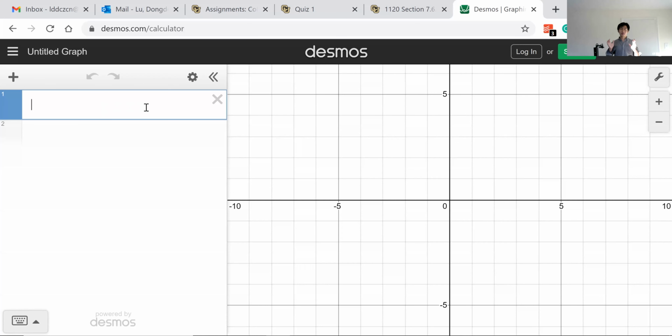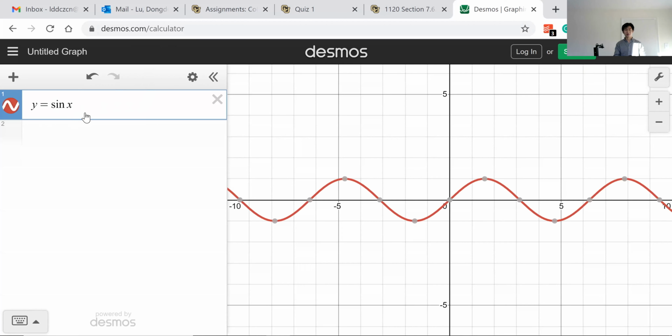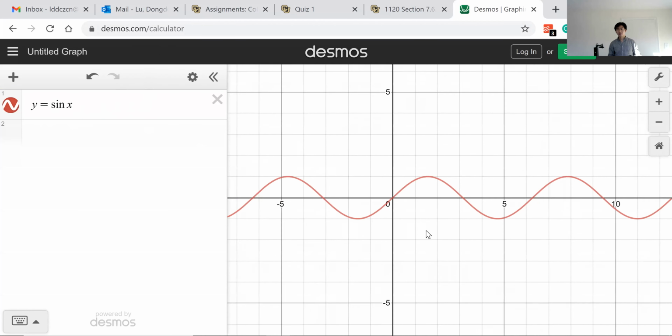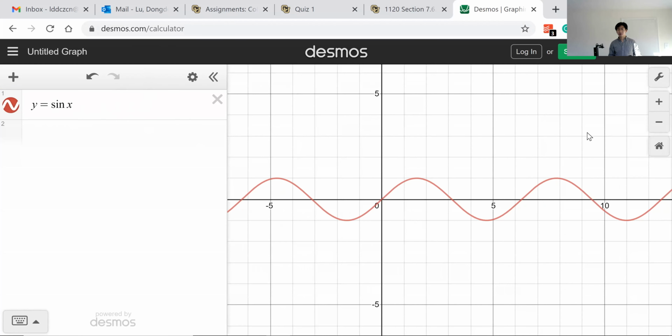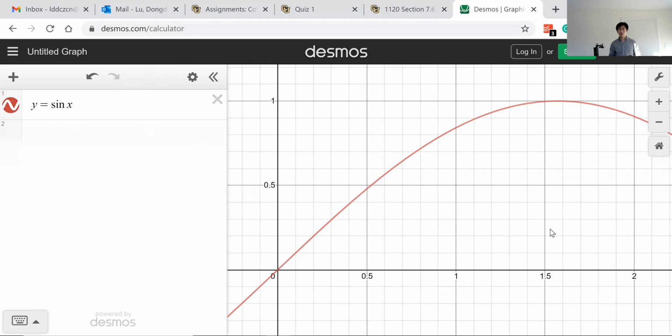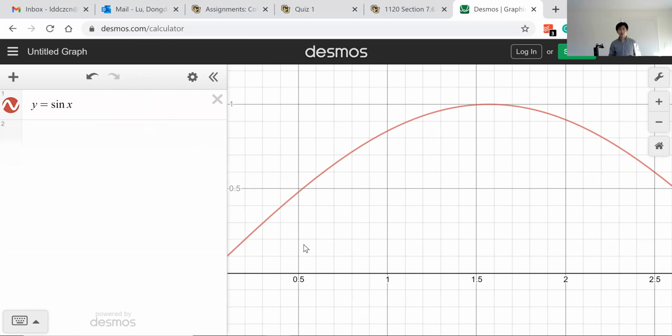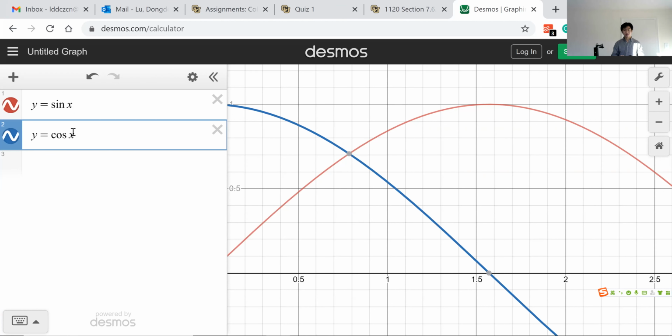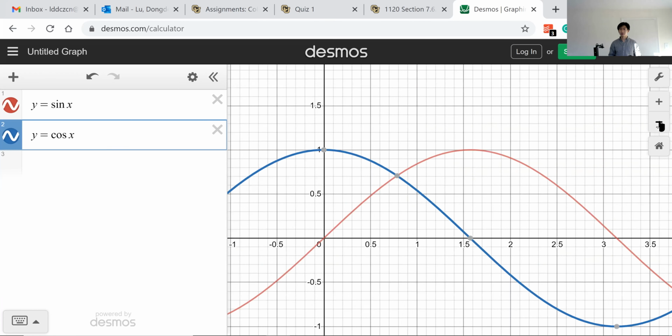So let me show you the easy way to do the graphing. Then we will start in the old way, traditional way. So this is Desmos. You can just type in the address in your browser, then you type the function, and you see how it looks. You can zoom in to see the details. You can also add a new line to see the cosine.